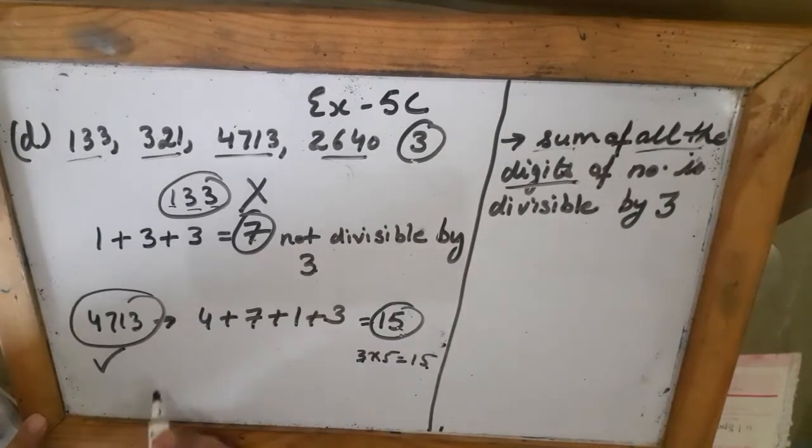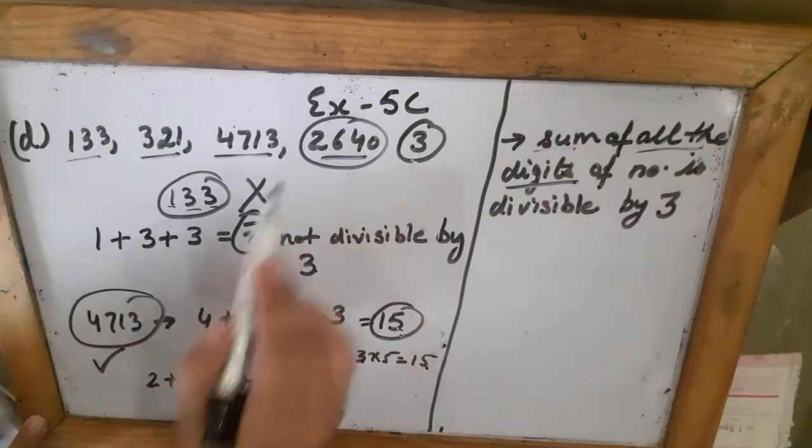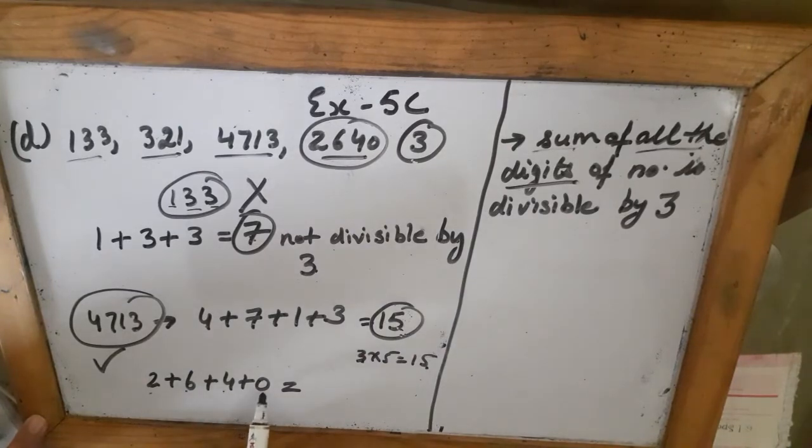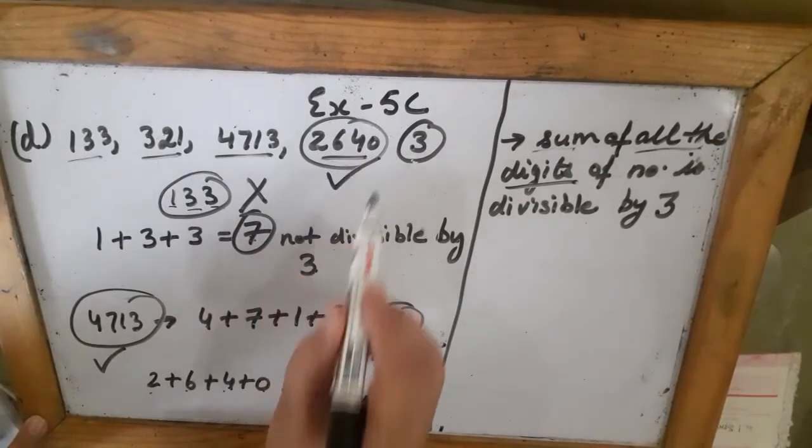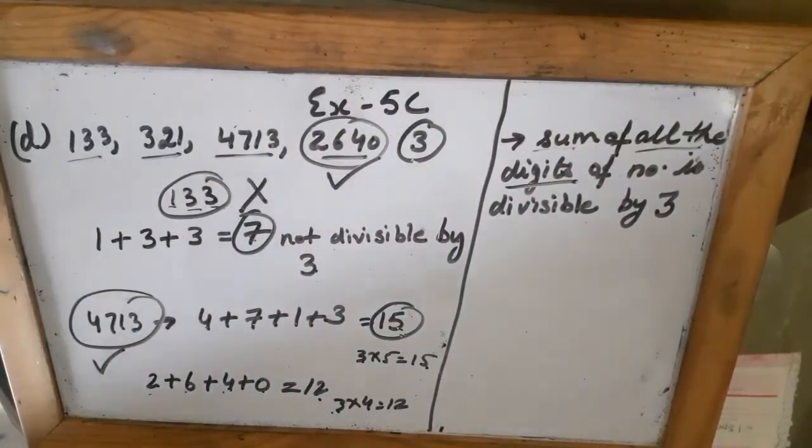Now let me take the next number, 2640. All these digits I will add: 2 plus 6 plus 4 plus 0. That comes to 12. Now is 12 a multiple of 3? You get 12 in the table of 3. Yes, 3 4s are 12. So 12 is a multiple of 3. It means this number also is divisible by 3.